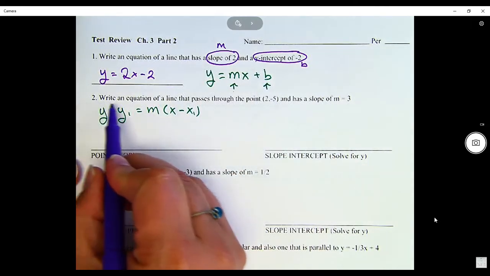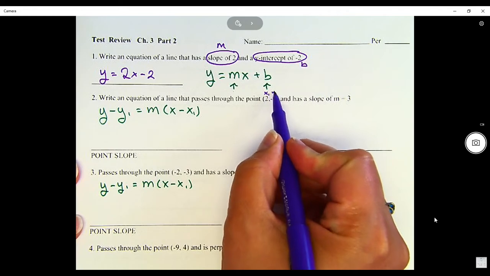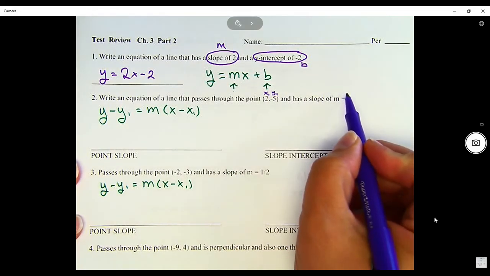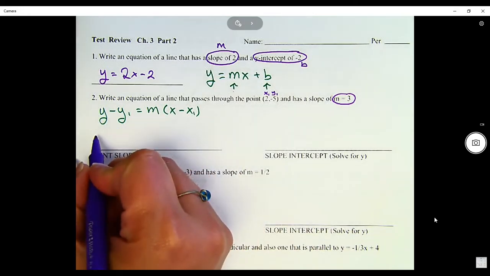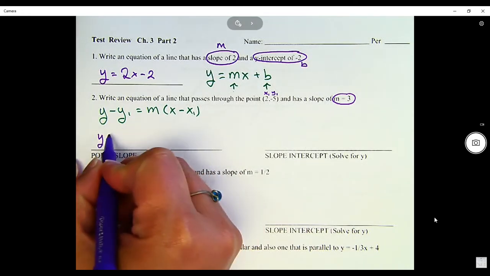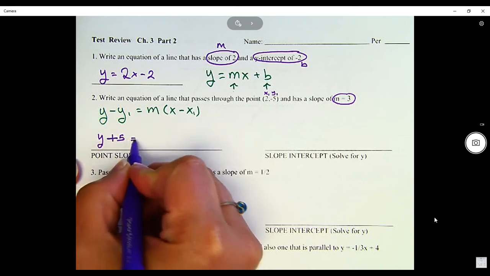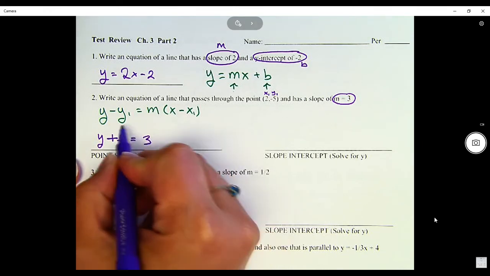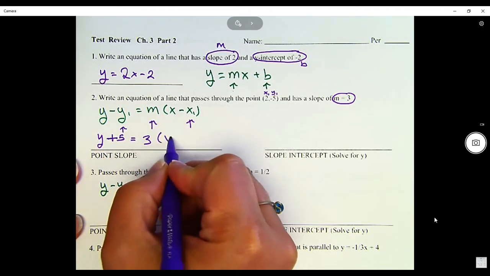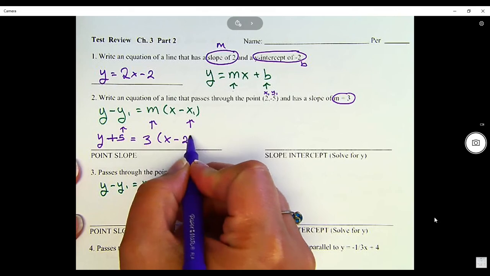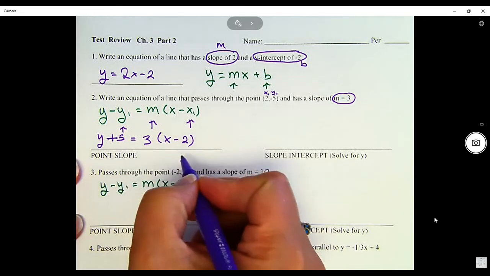All right, number 2 says write an equation of a line that passes through this point. So they give us an x value and a y value, and it has a slope of 3. All we're going to do is put that in point slope form. So y minus -5, that's going to change to a plus 5, equals 3 parentheses x minus 2. Okay, so that's our answer in slope-intercept form. I'm sorry, in point slope form.